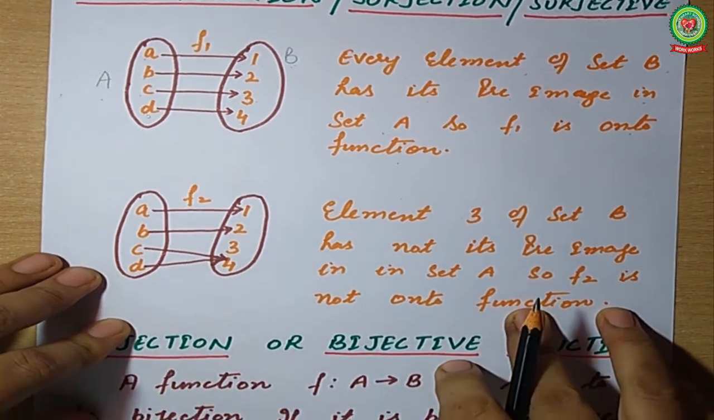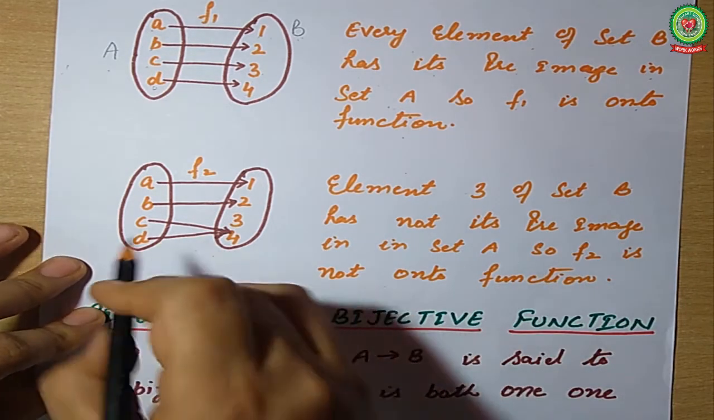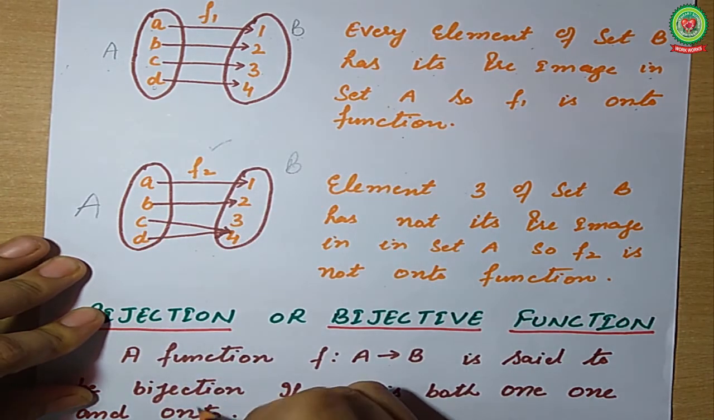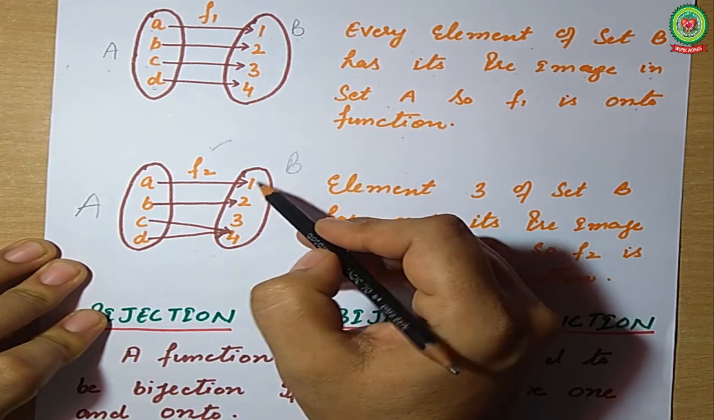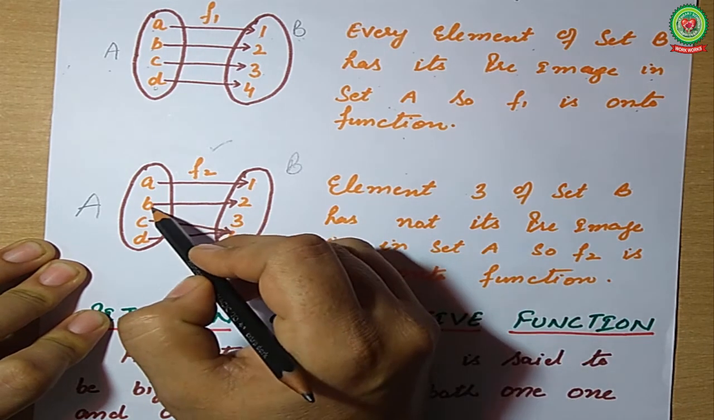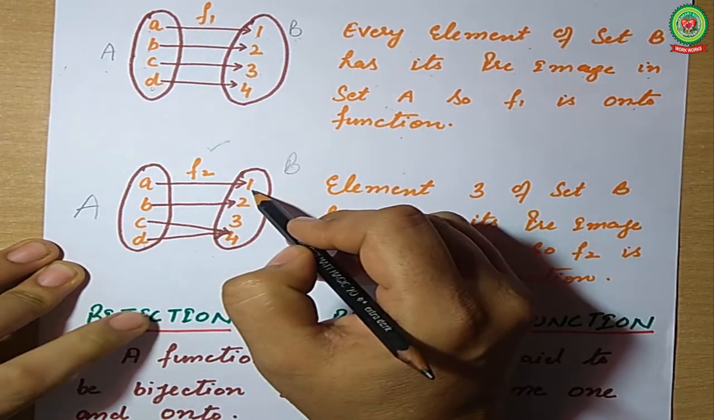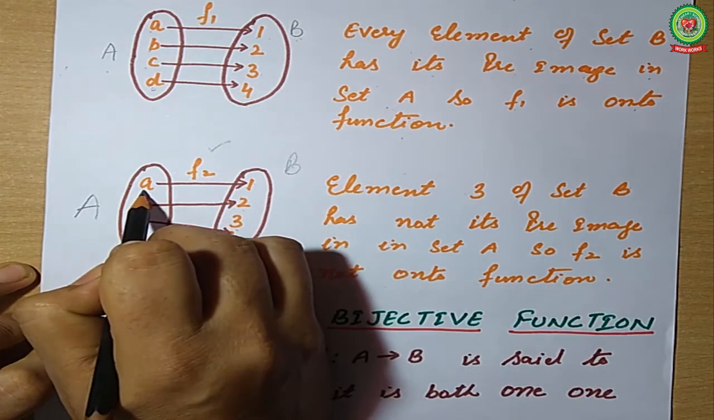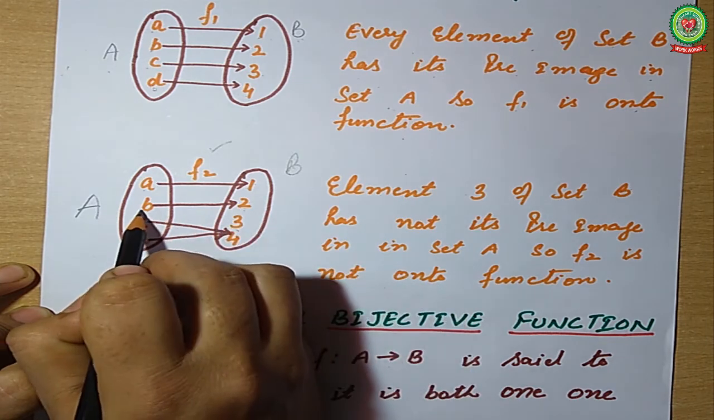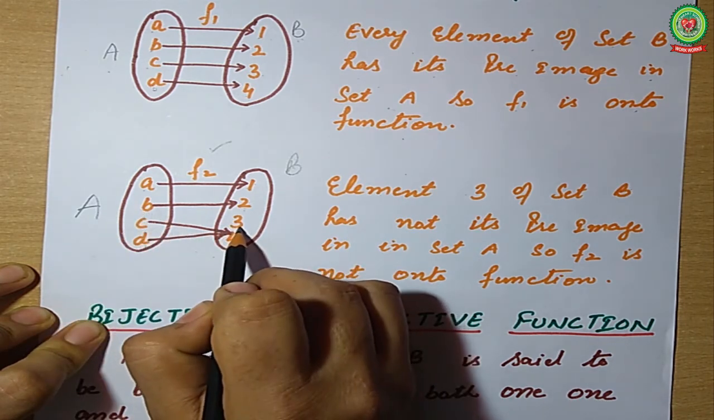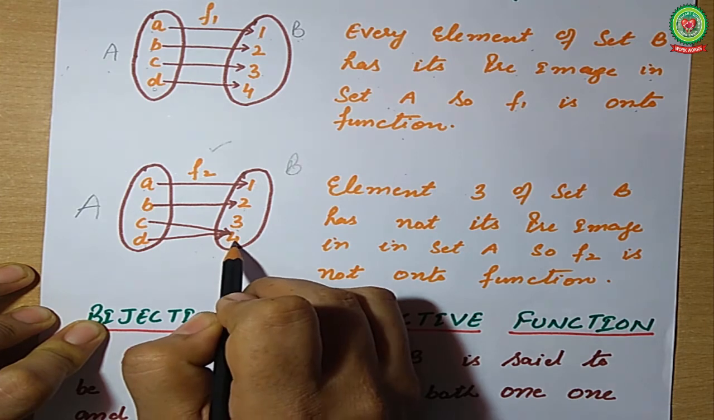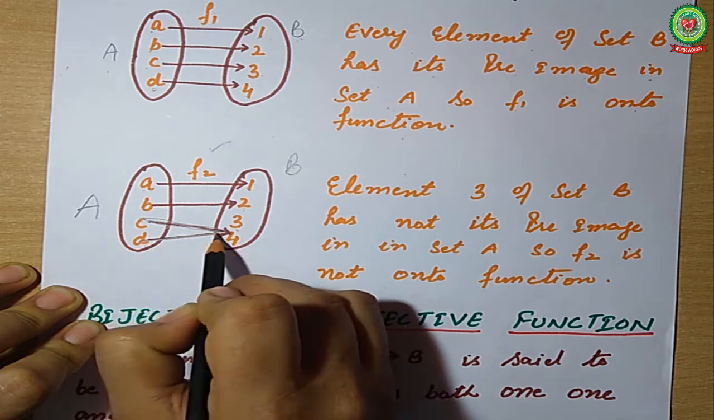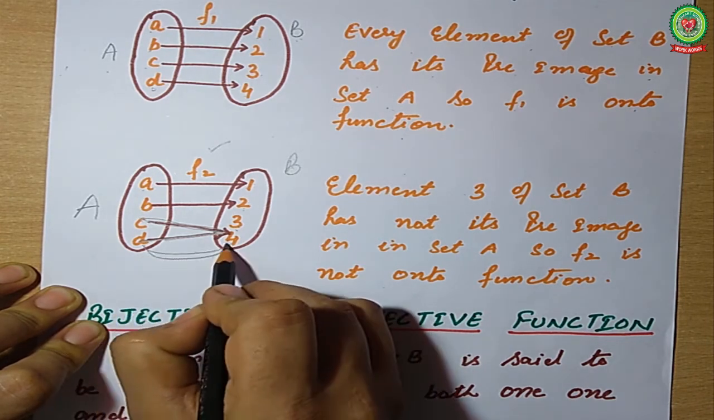Now, I am taking one more example. Set A and set B are again there, and function F2 is there. Here, set A is A, B, C and D. Set B has elements 1, 2, 3 and 4. 1 has a pre-image A, 2 has a pre-image B, 3 does not have any pre-image, and 4 has two pre-images there.